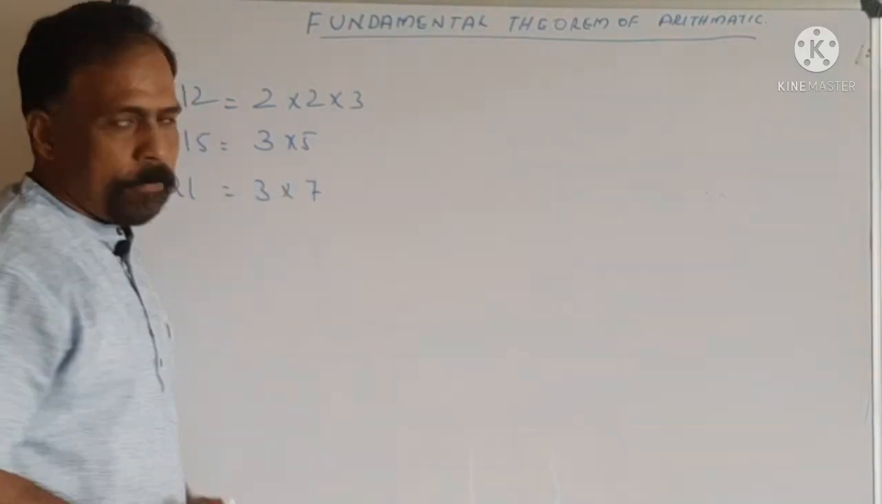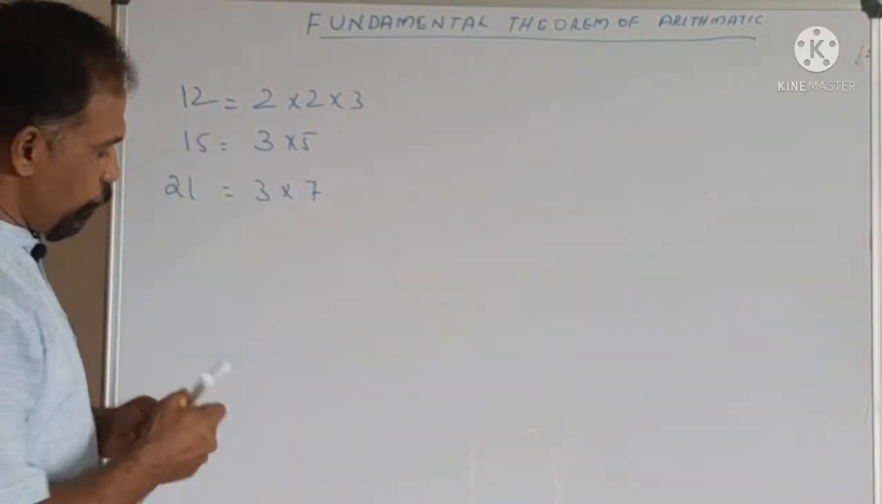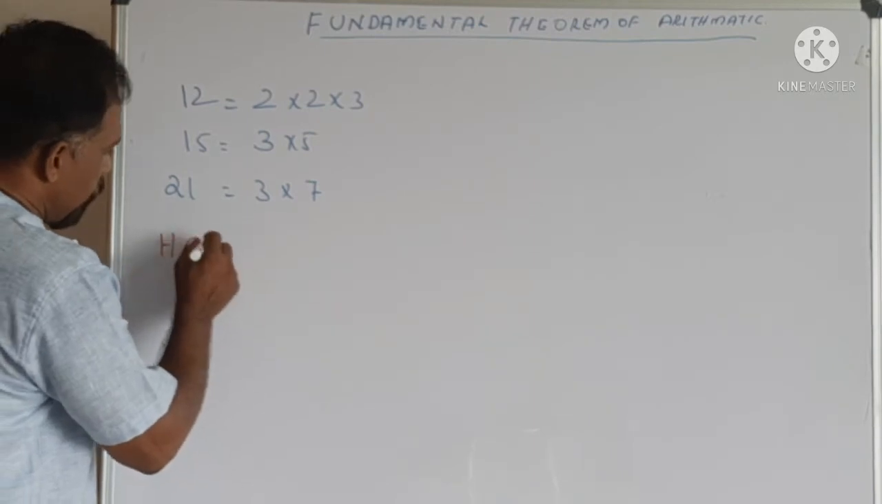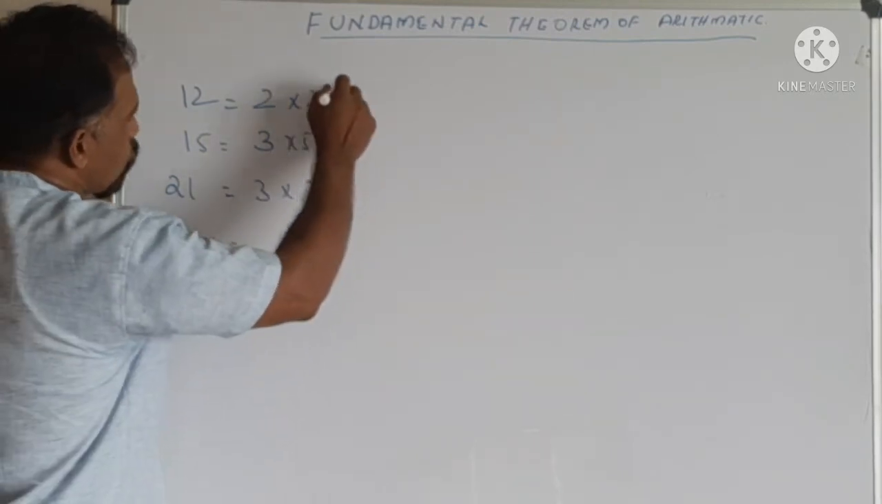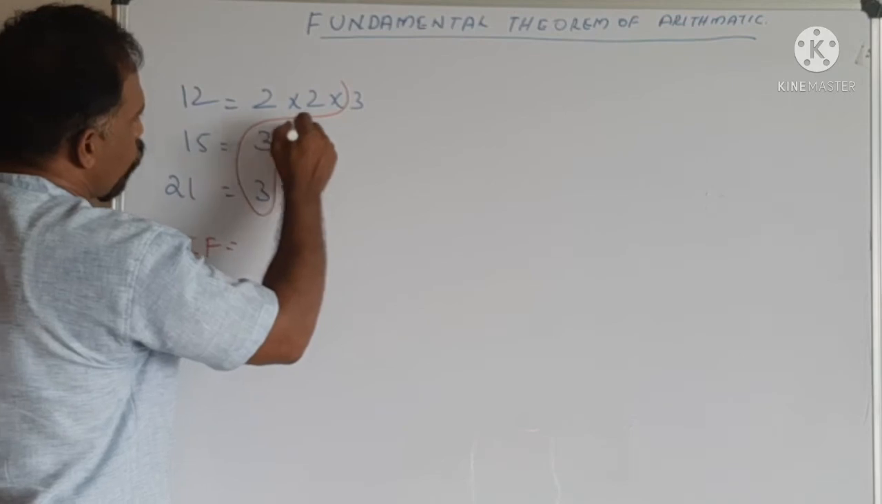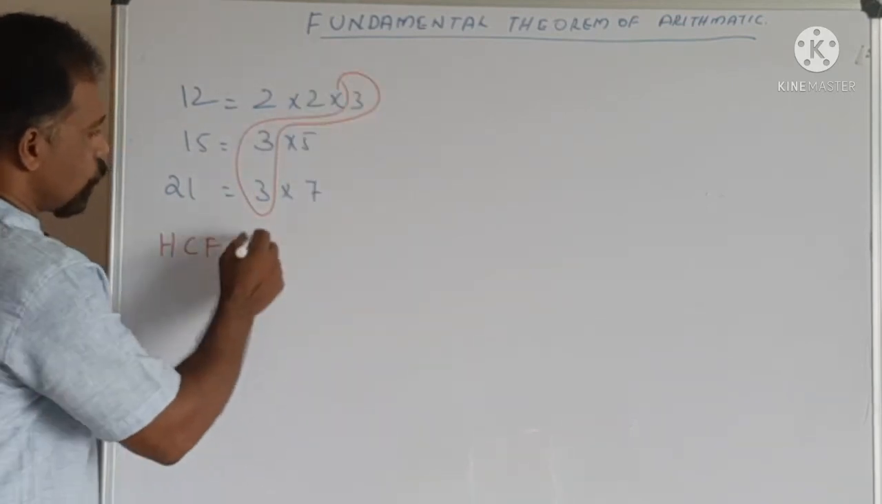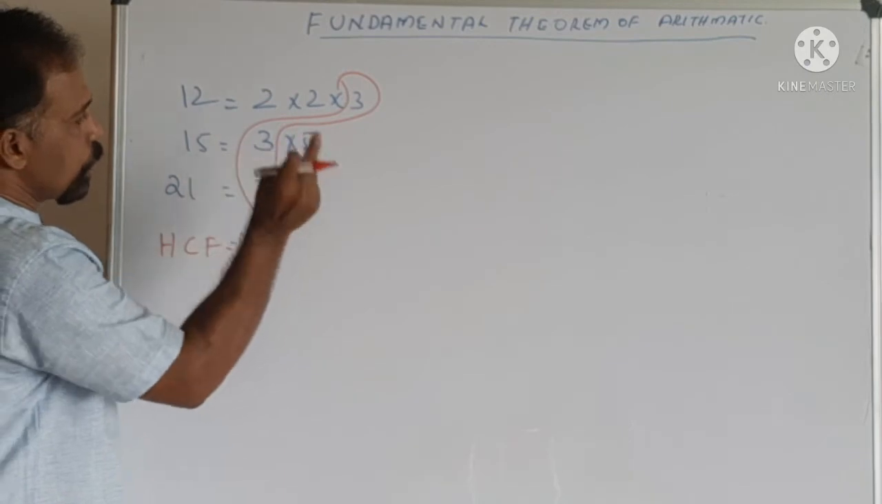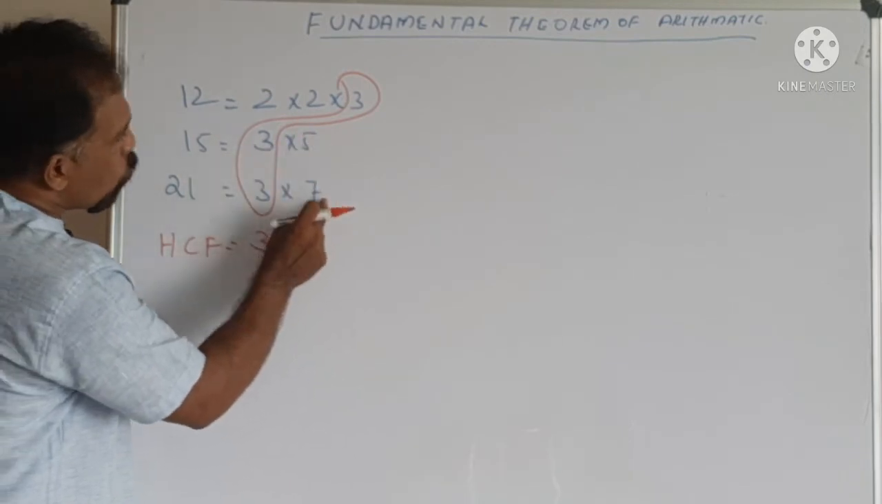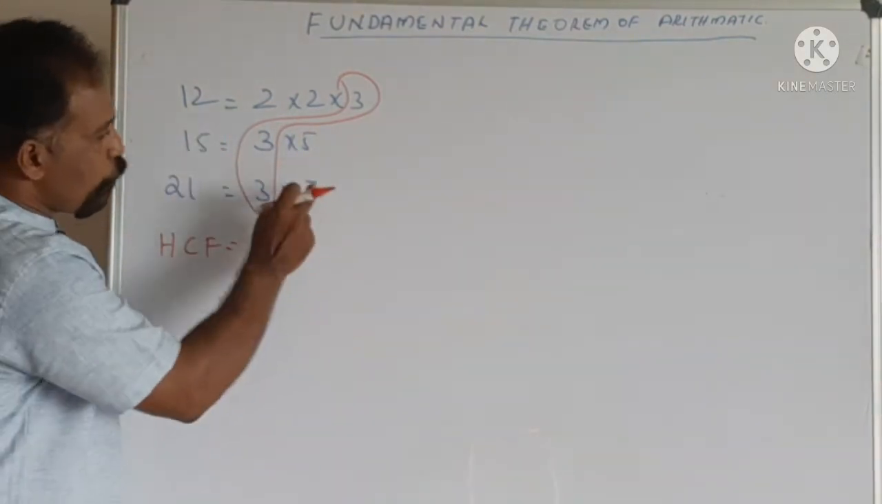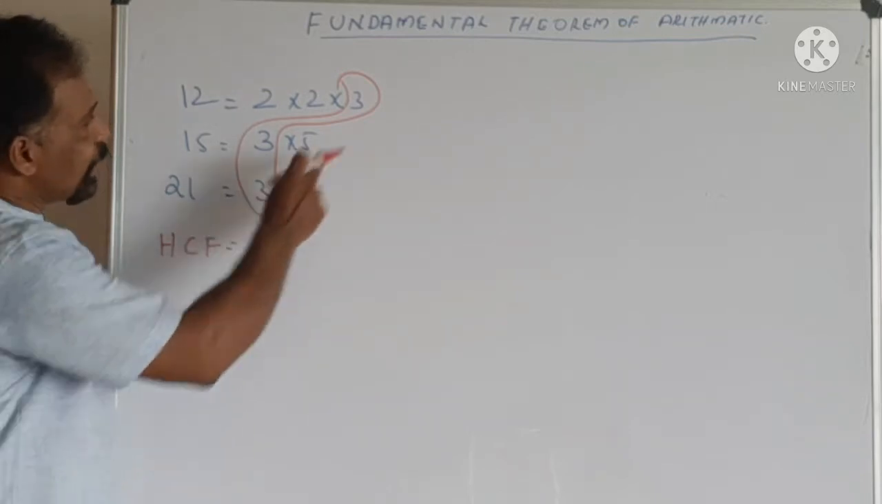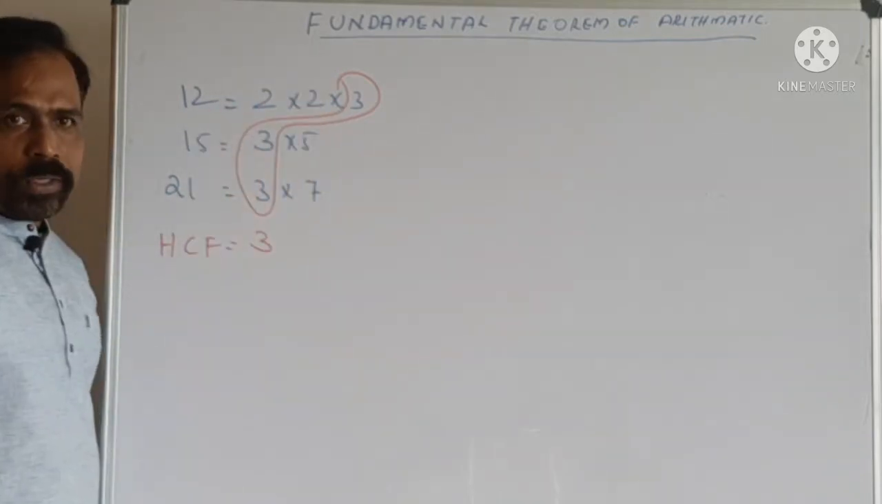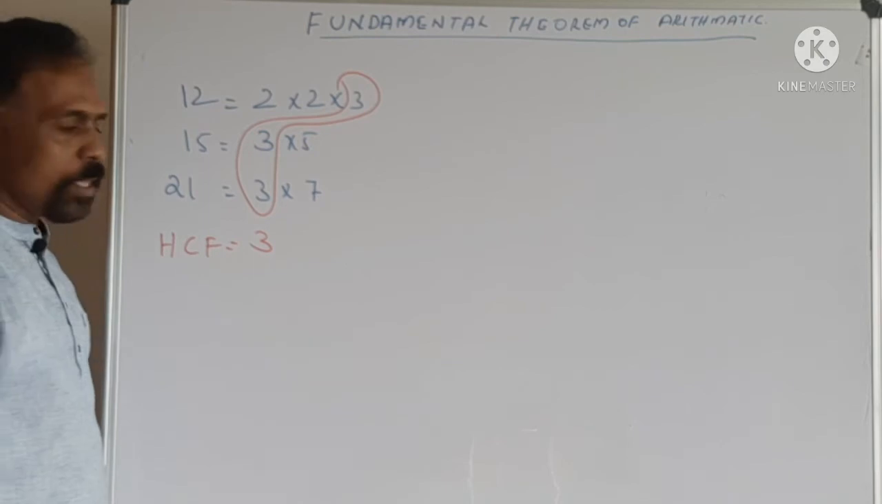Now you see, what is the SCF? SCF we know that which is common, which is the smallest power. So it is only 3 is common. There is no 2 here, there is no 2 here, and there is no 5 here. So only 3 is common in all 3 cases. So the SCF is 3.